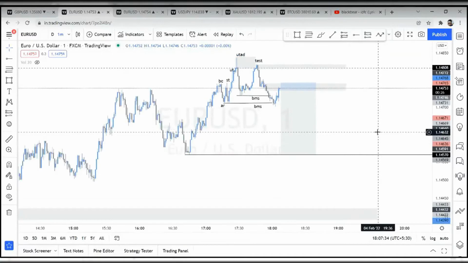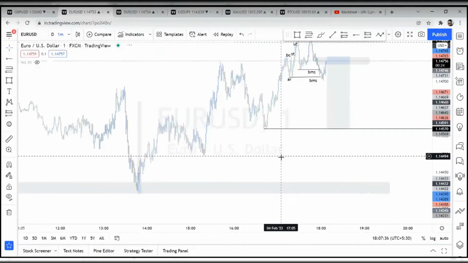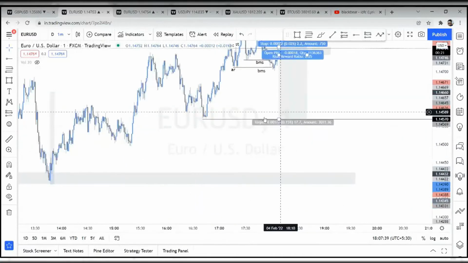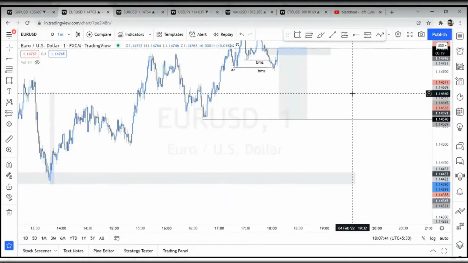So this is how we build our bias. And why are we targeting this? Because these are all liquidity areas. Already broken structure.